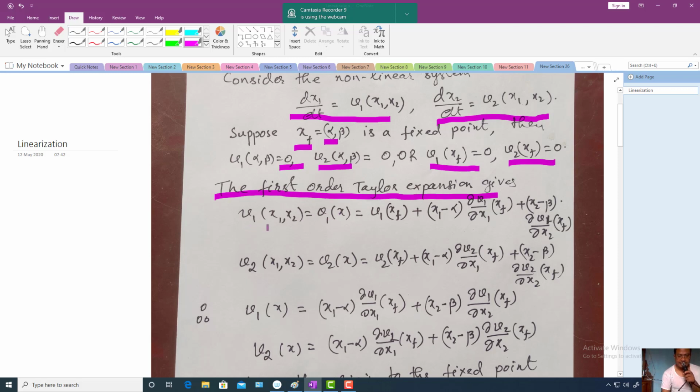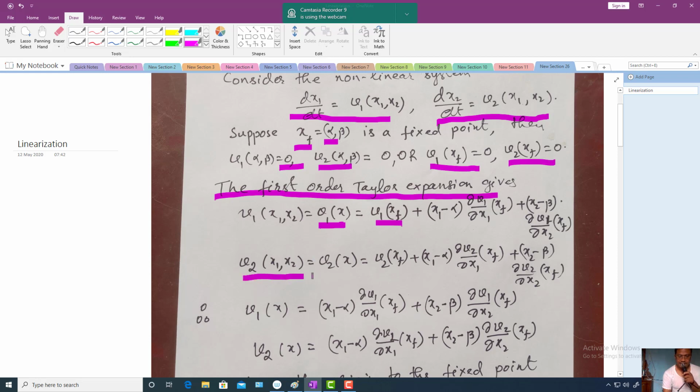Then v1(x1, x2) is equal to v1(x). Writing x1, x2 again and again is not very convenient, so you can write in vector form, simply x, which denotes the vector (x1, x2). So v1(x) is equal to v1(xf), because you are expanding about the fixed point xf, plus (x1 minus alpha) del v1 by del x1 at xf, plus (x2 minus beta) del v1 by del x2 at xf. Other terms are neglected. So this is the first order Taylor series expansion.